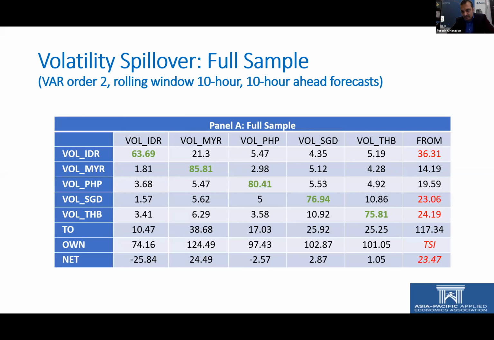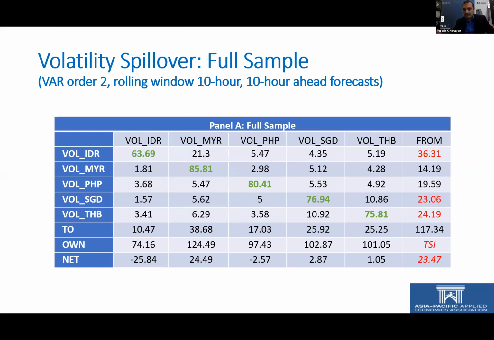And the other exchange rates are Malaysian, Philippines, Singapore, and Thailand. And if we look at the value of 63.69, it is saying that around 64% of the variance in Indonesia's exchange rate is self-explained. So that's the random walk component, right? So again, what you can see from this story here is that the own shocks, as you move across that diagonal, 85% in the case of Malaysia, 80% in Philippines, and 76 and 75% respectively in Singapore and Thailand.